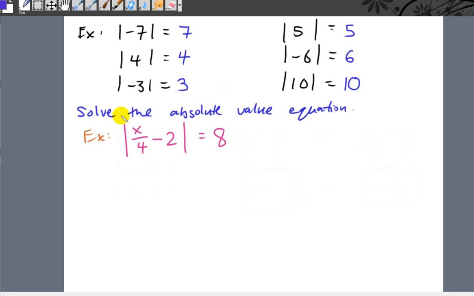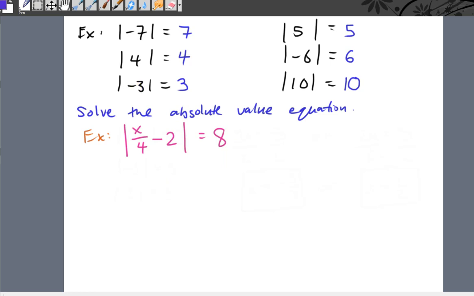Let's do another example. Let's say we have the absolute value of x over 4 minus 2 equals 8. Similarly, just like I showed you earlier, first we want to look at what's in this absolute value expression. If the inside is negative 8, the absolute value of negative 8 is 8. Similarly, if we took the absolute value of 8, a positive number, that's also 8.